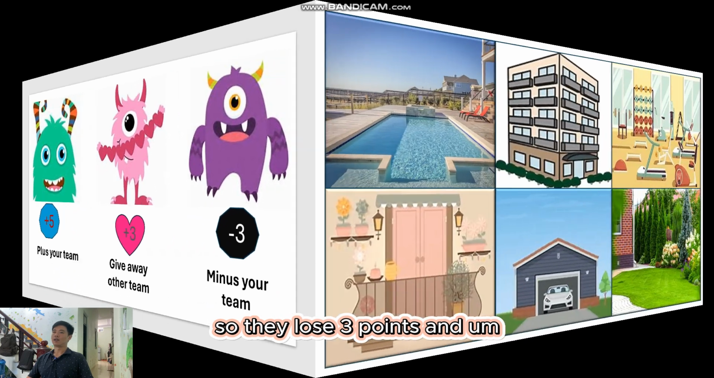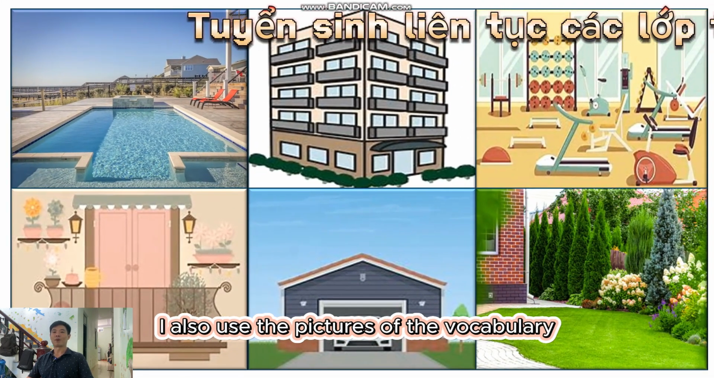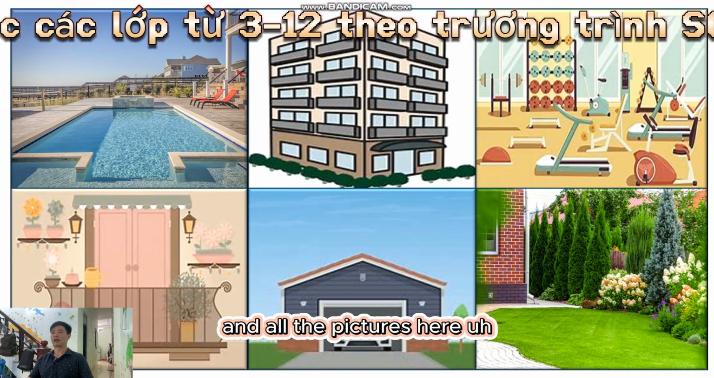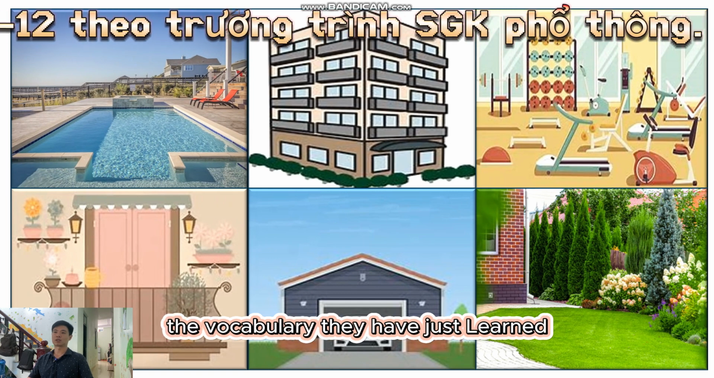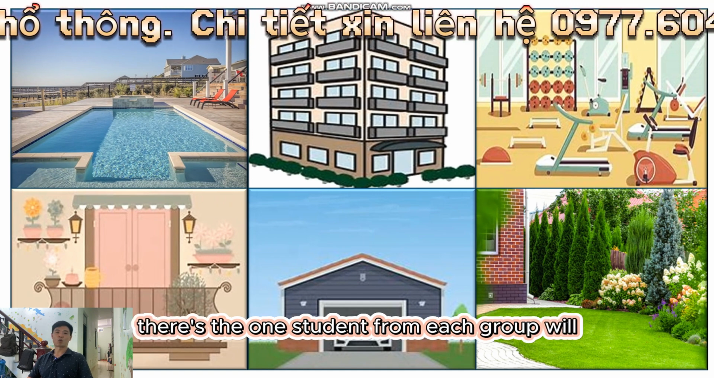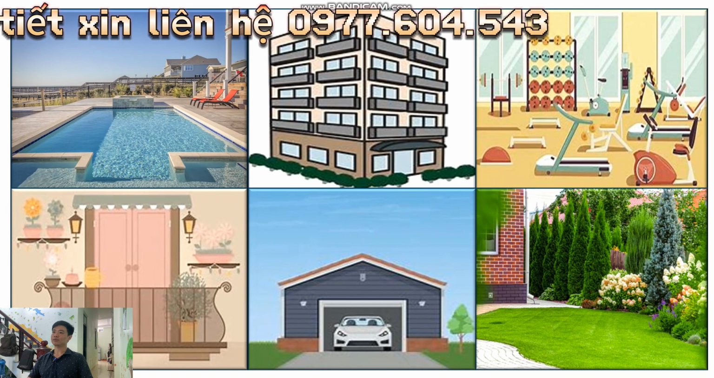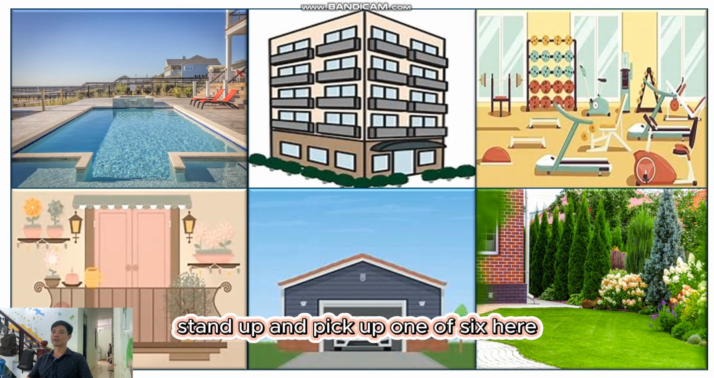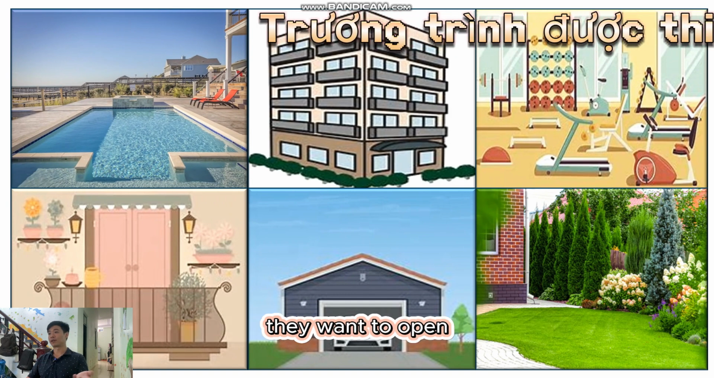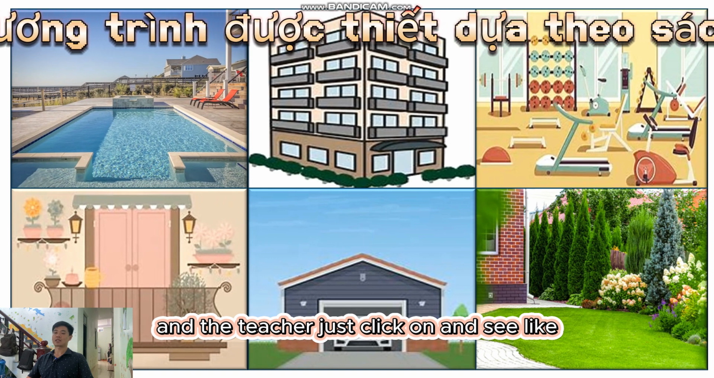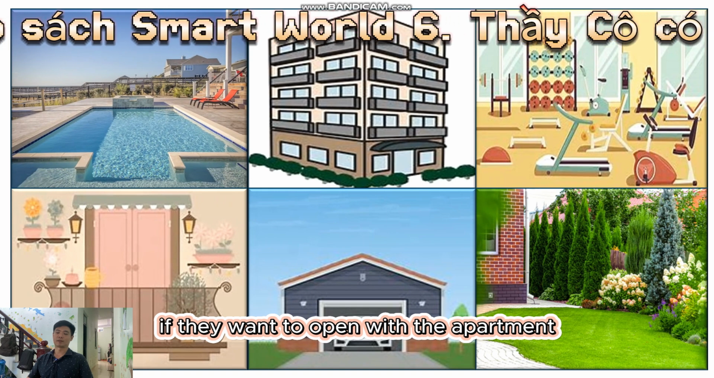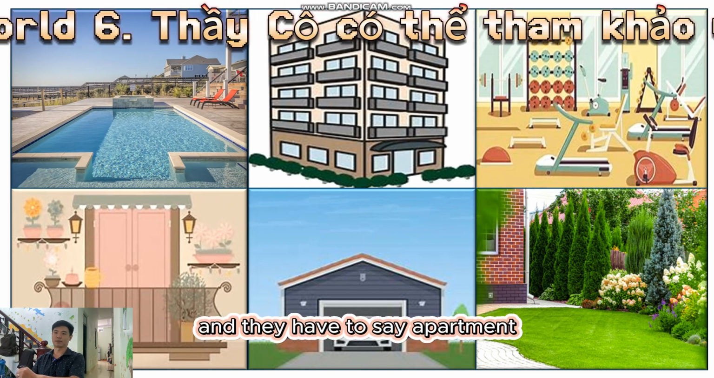And I also use pictures of the vocabulary. All the pictures here are the vocabulary they have just learned. So the rule of the game is that one student from each group will stand up and pick one of the 6 here. When they decide which picture they want to open, the teacher just clicks on it. If they want to open the apartment, they have to say apartment.